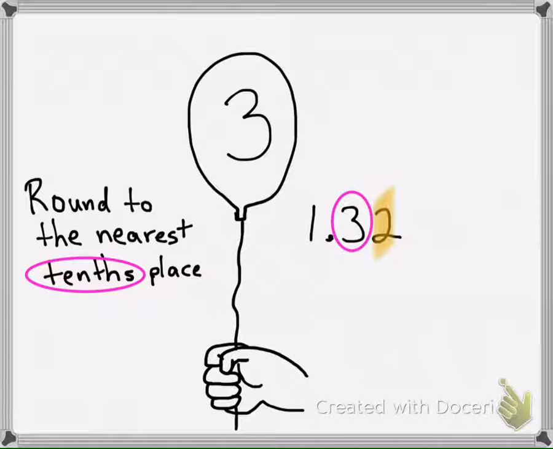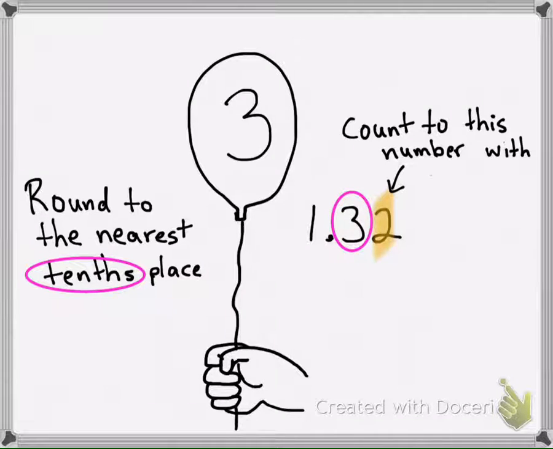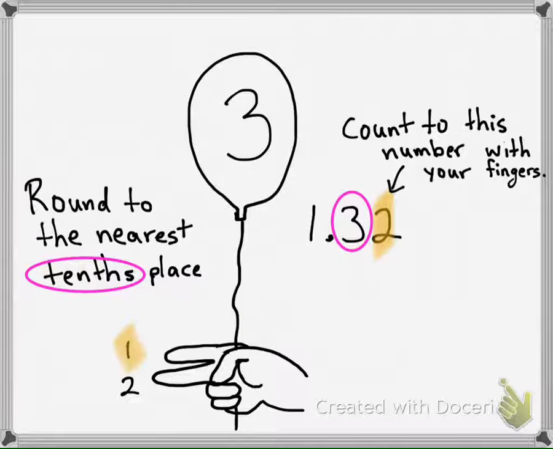So now we're going to look at the number behind the balloon. So in this case, the 2, which is in the hundredths place. That 2 is going to tell us how we're going to count. And we're going to count to that number. We're going to count using our fingers, and we're going to use the hand that's holding onto the balloon. So if we're going to count to 2, our hand is going to now look like this, where we count 1 and 2. So we lift up one finger, we lift up another finger.